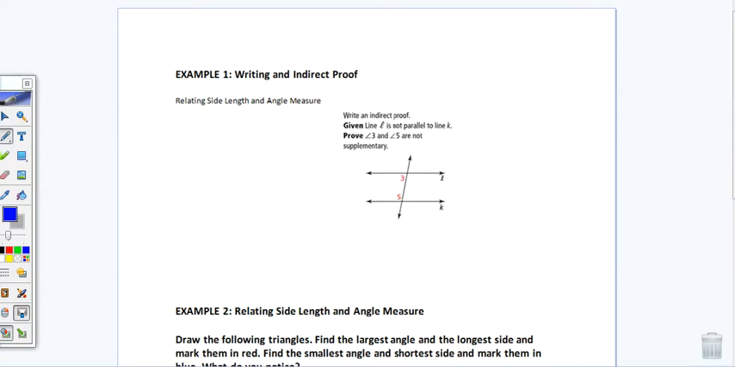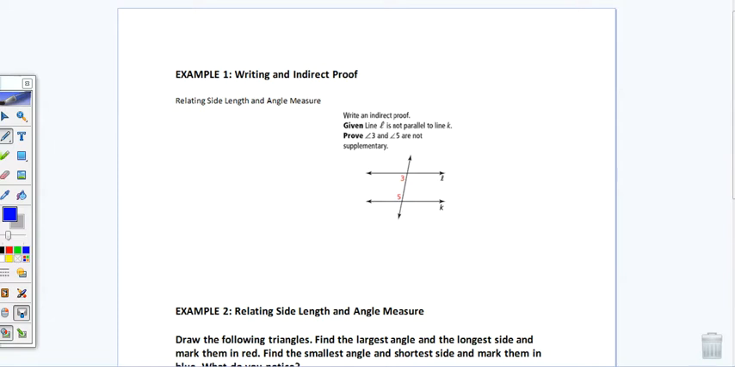Here's the deal. Instead of saying the lines are not parallel, let's assume that they are parallel. If the lines were parallel, then angle 3 and angle 5, anybody remember what you call them when they're on the same side of a transversal and on the interior? Not corresponding interior. It starts with a C, one right after the other. Consecutive interior. Consecutive, one right after the other.